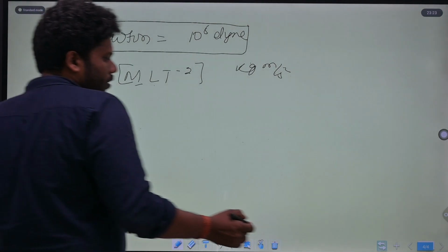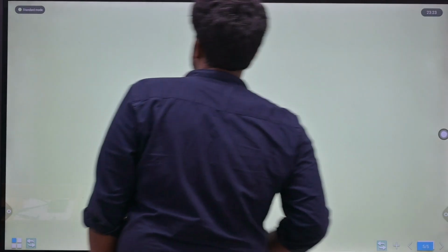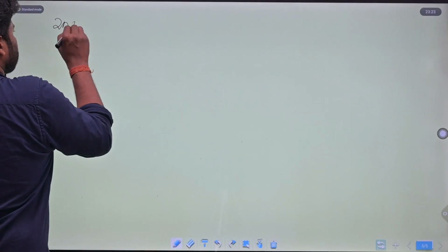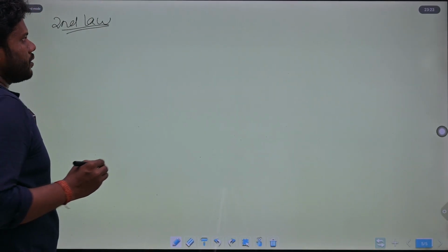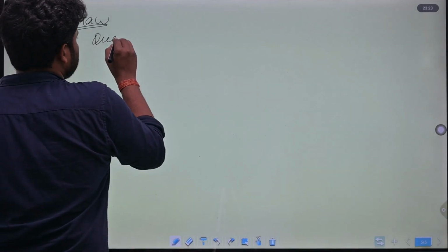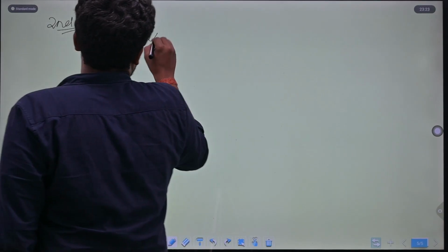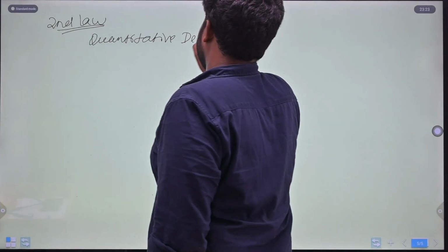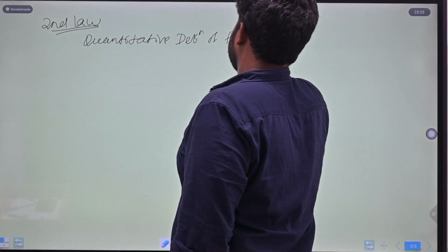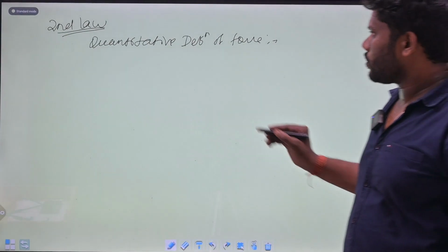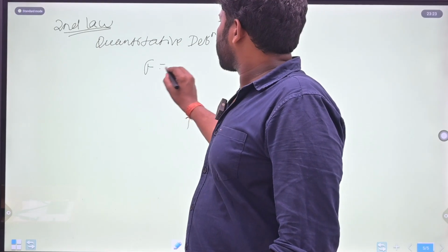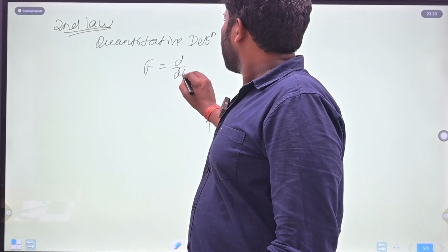Second law, Newton's second law, talks about the quantitative definition of a force. Second law talks about the quantitative definition of force. How much is that? F is equal to d by dt of mv.